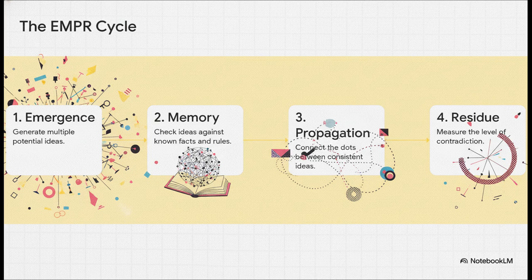First, emergence. It just generates a whole bunch of possible ideas or answers. Then, memory. It checks those ideas against what it knows to be true. Next up is propagation. It tries to build logical chains, connecting the ideas that seem legit.